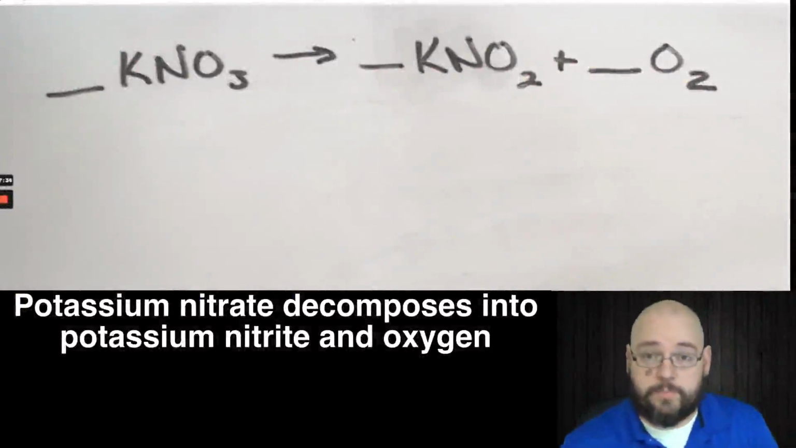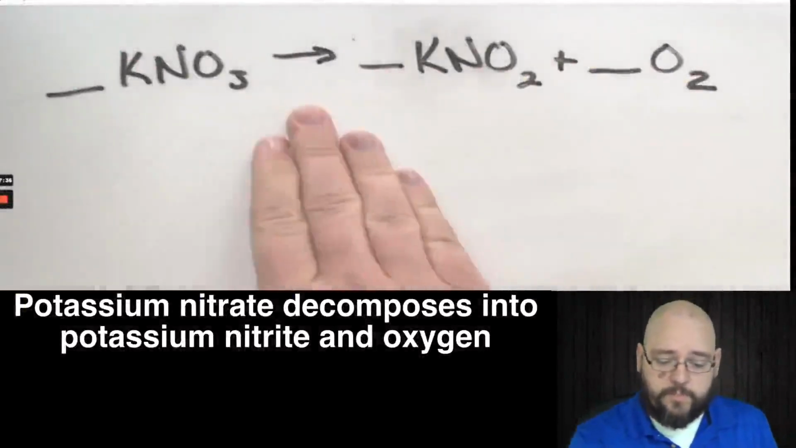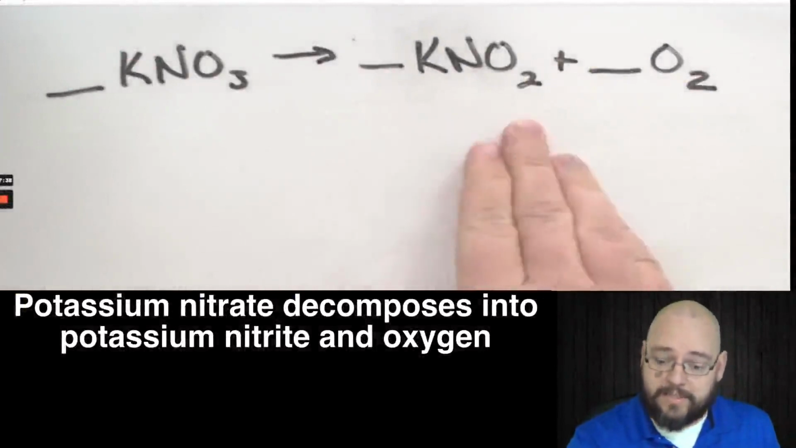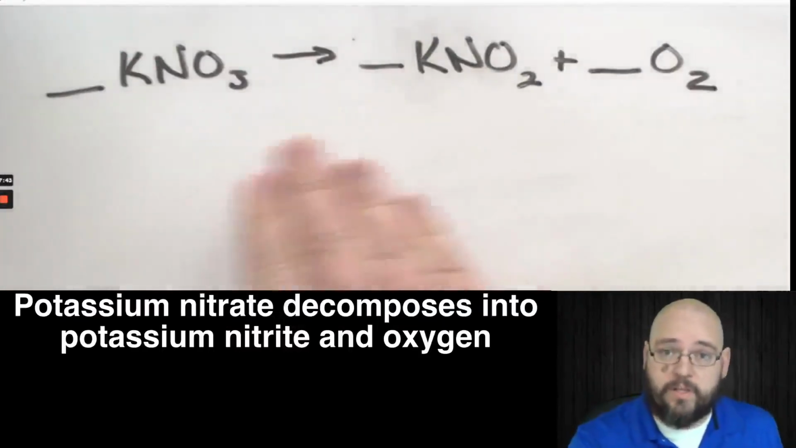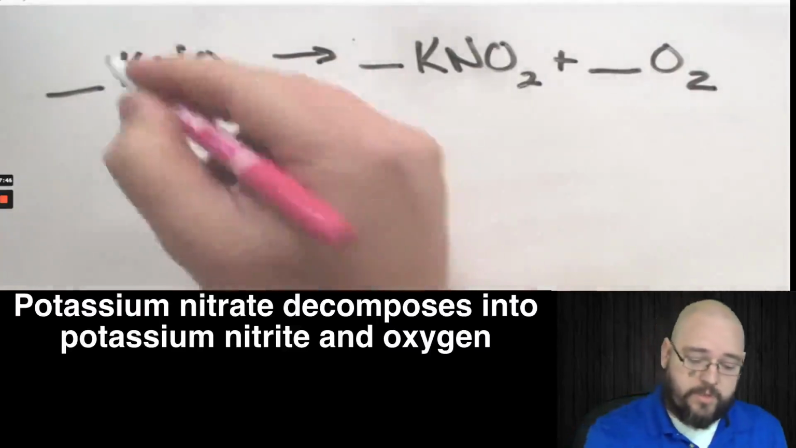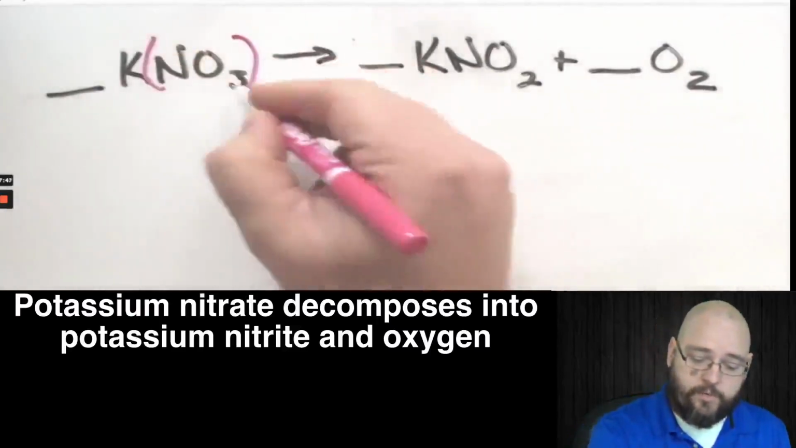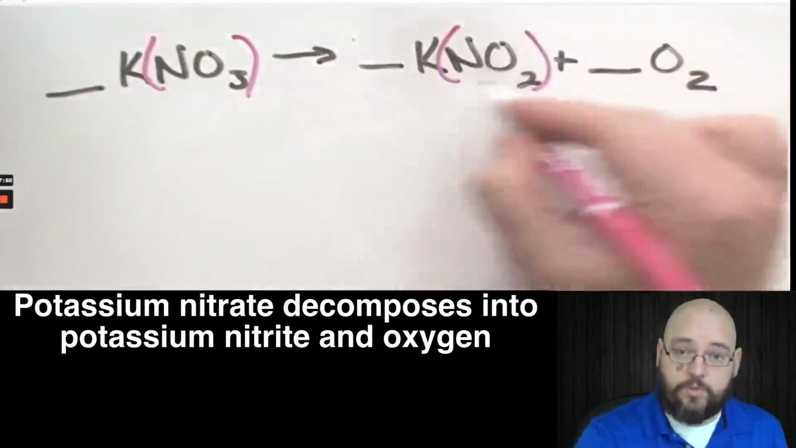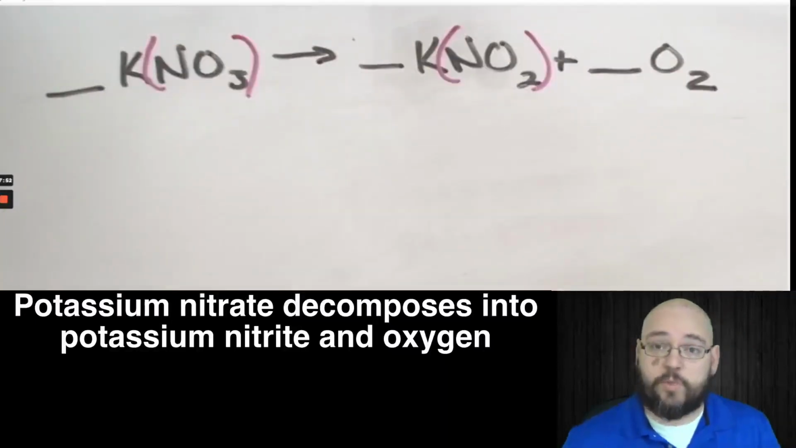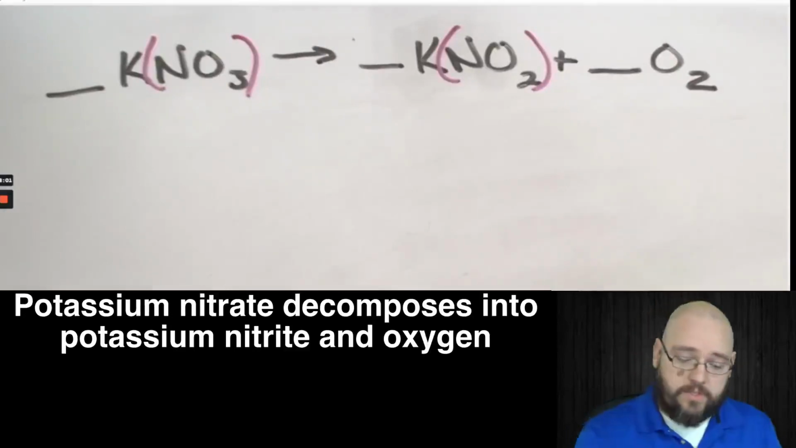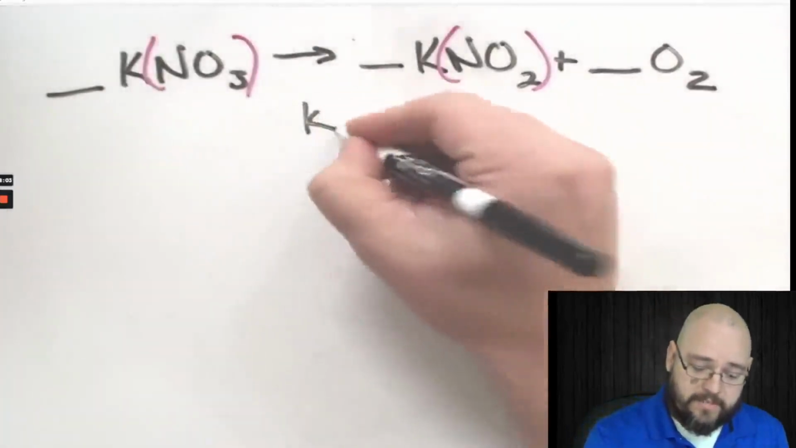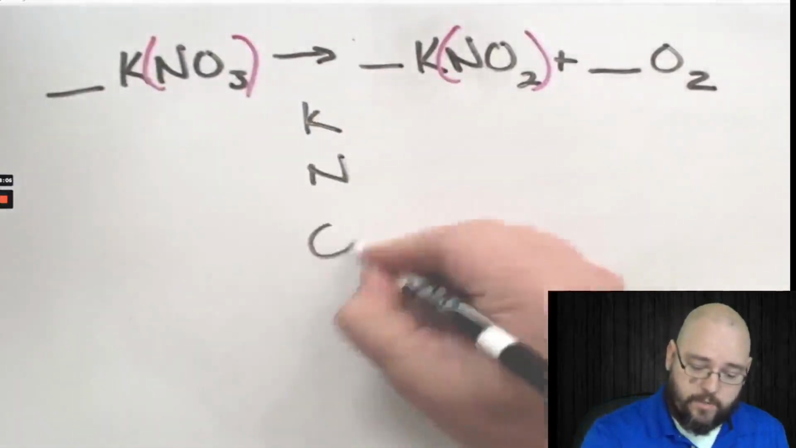Okay, so for this example, we have potassium nitrate decomposes to produce potassium nitrite and oxygen gas. So a lot of people would be tempted to keep the polyatomic ion together, but you'll notice that I have NO3 here and NO2 there. Those are not the same. So we cannot keep the polyatomic ion together on this one. We have to separate them because they're not the same. So I'm going to treat the elements. We have potassium, we have nitrogen, and we have oxygen.